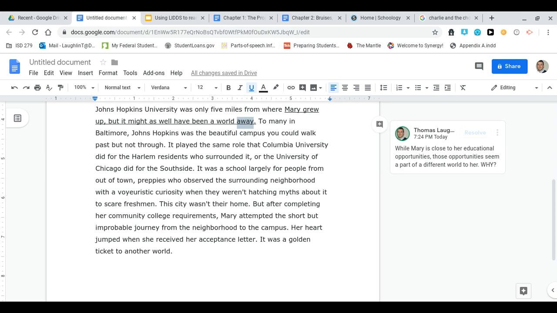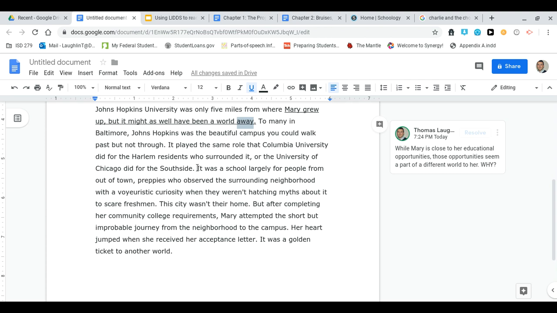It played the same role that Columbia University did for the Harlem residents who surrounded it, or the University of Chicago did for the South Side. And this might not be obvious right now, but I hope it will become obvious that what he's talking about is a race and class difference. The people that largely live in Harlem or the South Side of Chicago in these areas are African American, and the students who go to these universities, Columbia and the University of Chicago, are not. They're largely white or Asian. There will be African Americans there, of course, but proportionally, it's not going to represent how the city looks, okay?